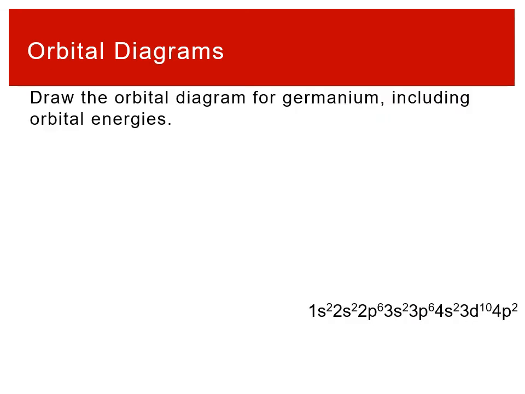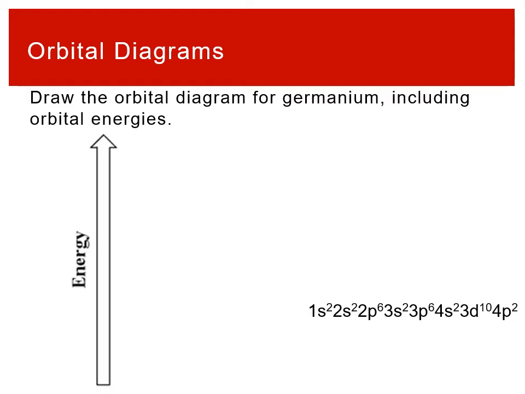So let's draw the orbital diagram for germanium, including the orbital energies. It's always a good idea to start with that standard configuration to figure out your baseline of where you're going. Draw your energy scale. We're starting at the bottom and going up. We know that 4p has to be the highest. We can use that information from the periodic table. 4p has to be my highest energy. Everything else below that we can fill using Aufbau ordering, and we know it has to be filled up. This is the idea of building up.